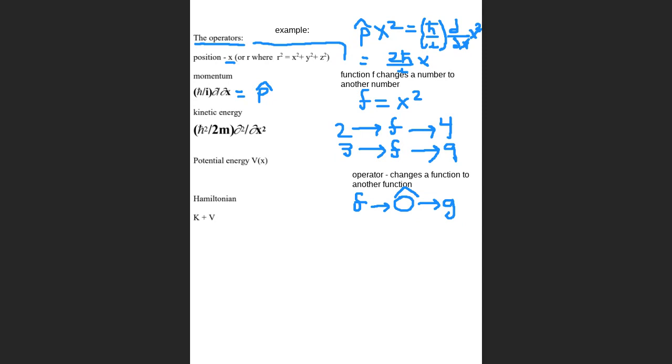Now the kinetic energy operator in quantum mechanics is essentially the second derivative operator multiplied by the constant h bar squared over 2m, where m is the mass of whatever particle you're talking about. Here we have a kinetic energy operator in one dimension.